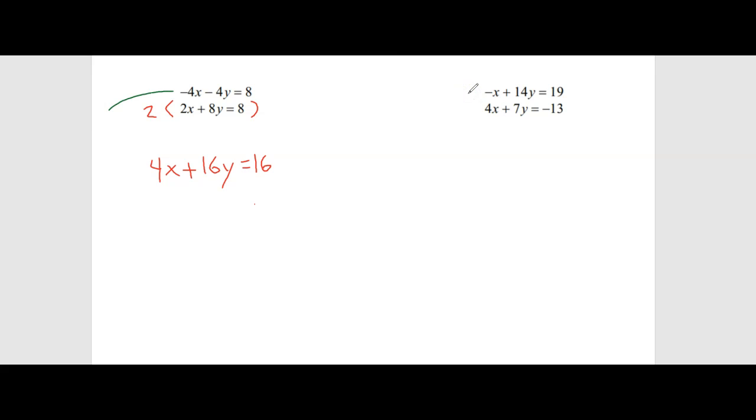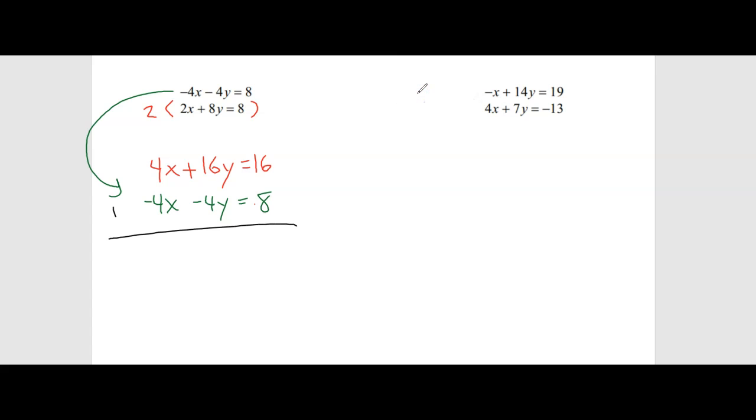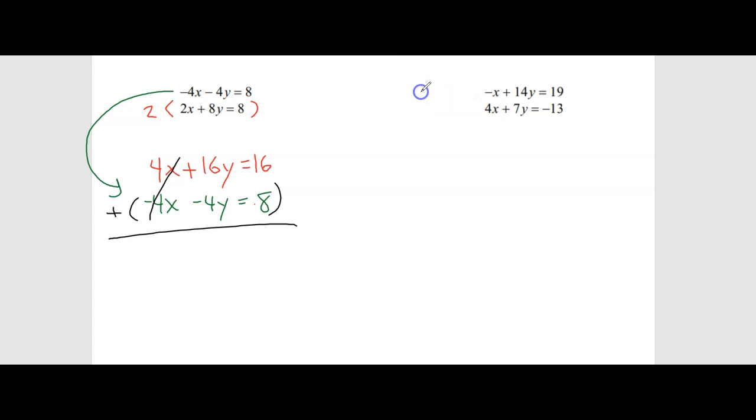Bring down the first equation. So I get negative 4x minus 4y is equal to 8. And then you'll notice if I add these two equations together, the x's will eliminate. Right? 4x plus negative 4x is equal to 0. So I would get 16y minus 4y is equal to 12y. 16 plus 8 is equal to 24.